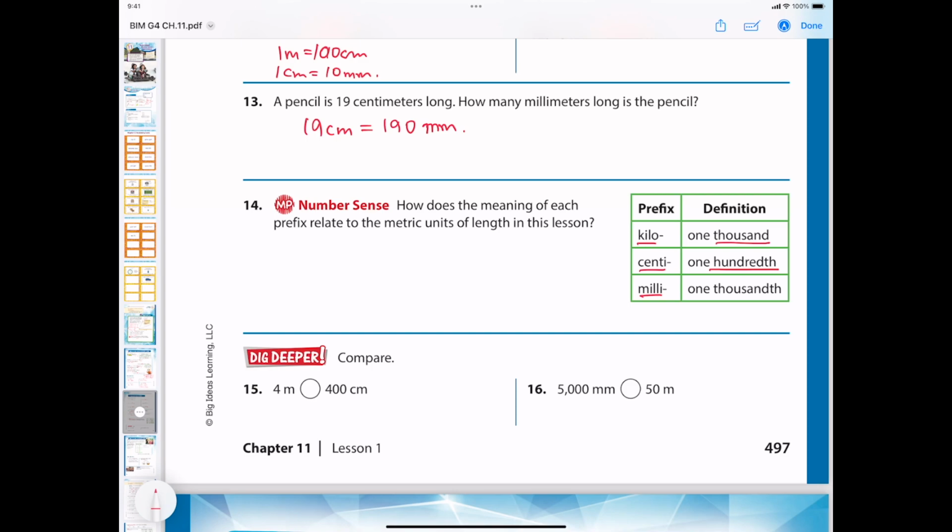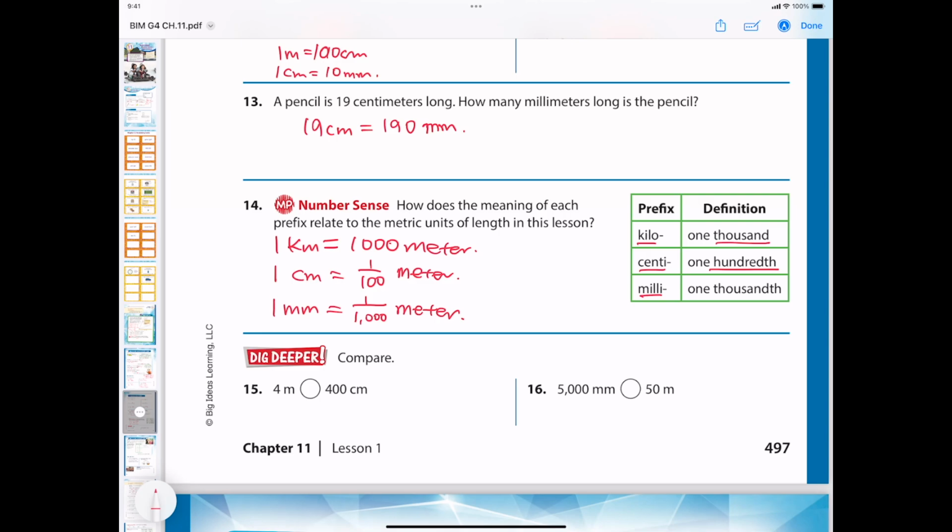Okay, so here, I want you to know 1 kilometer is equal to what? 1,000 meters, right? And then 1 centimeter is equal to what? 100th meter. And then 1 millimeter is equal to what? 1,000th meter. Okay? The abbreviation of meter is what? M. Okay, that's the sign of meter.